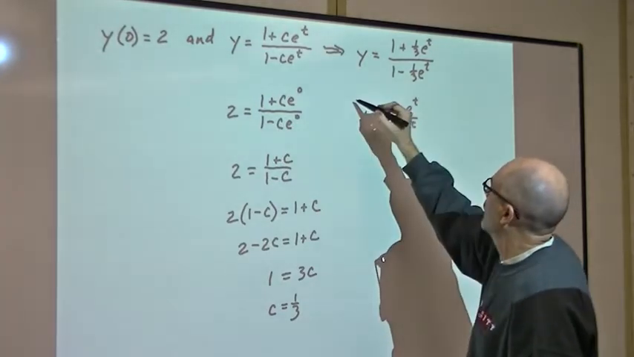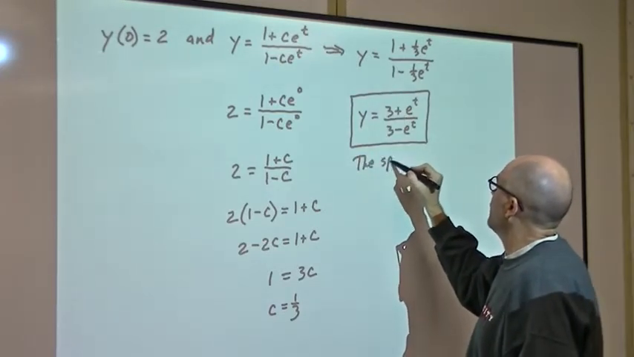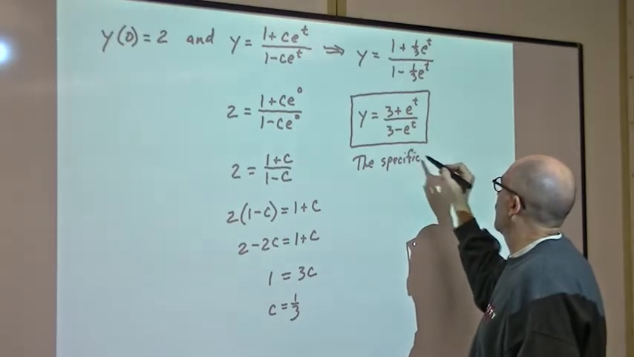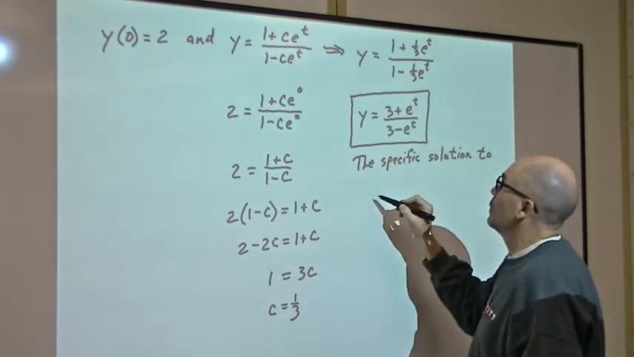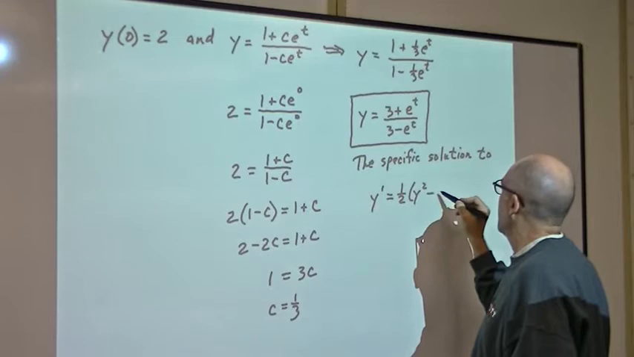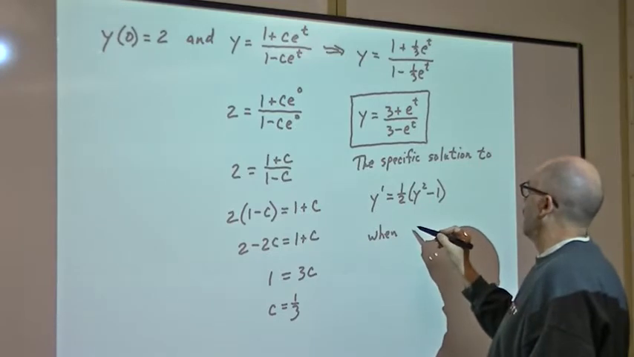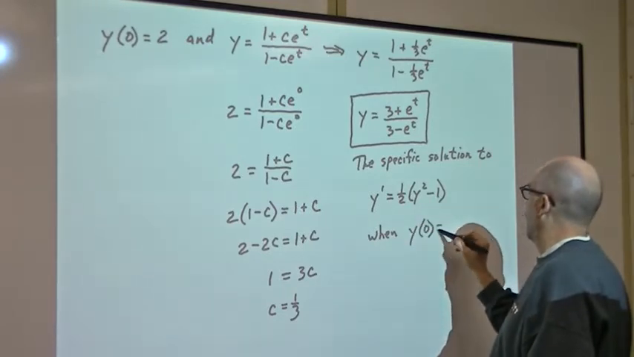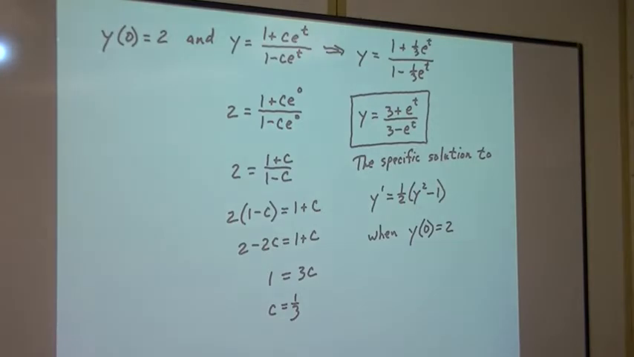So this is the specific solution to y prime equals 1/2 y squared minus 1 when y of 0 equals 2. Okay, that's basically what we ended up with, is not just a general solution, but a specific solution.